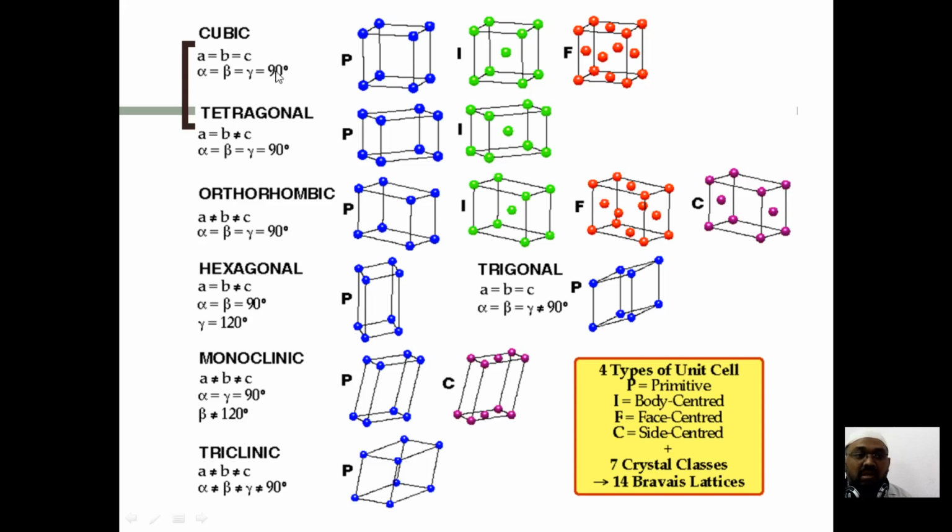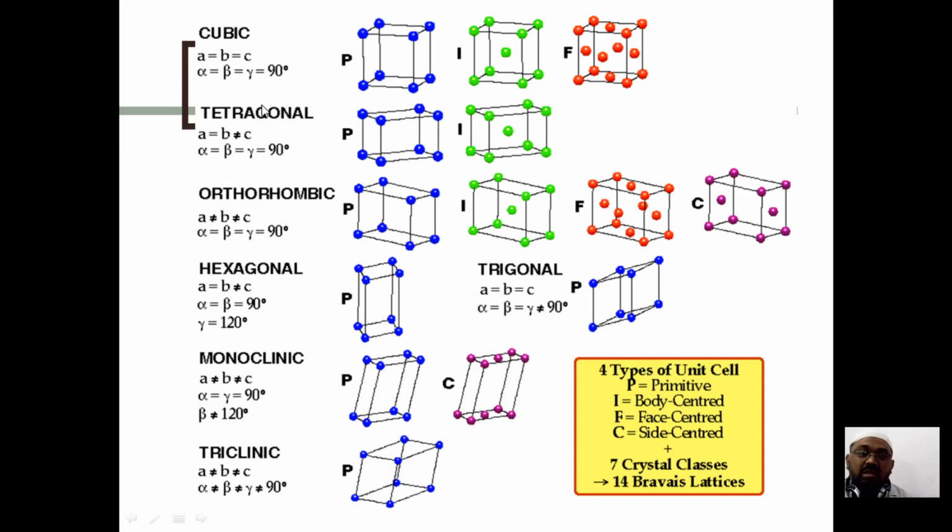Now see, if this particular lattice parameter condition is satisfied, we say that it comes under the category of the cubic crystal system. You can see that if the dimension a is equal to b is equal to c, and alpha is equal to beta is equal to gamma is equal to 90 degrees, then that particular crystal will come under the category of the cubic crystal system.